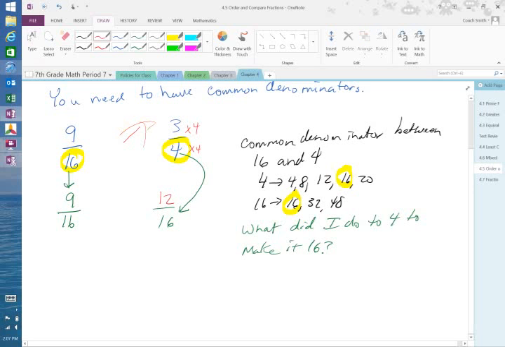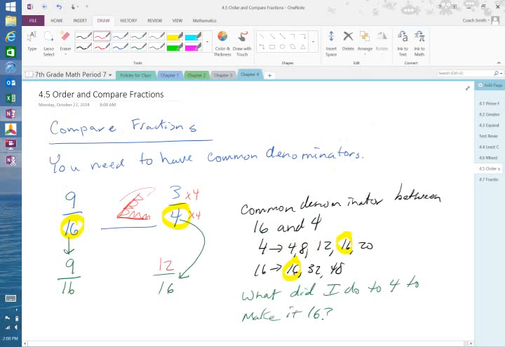That is my answer right there: the less than sign. They're going to give you two fractions with a blank, and you've got to put a less than, greater than, or equal sign in there. That's what you're doing. No, you don't need to reduce it, because if you reduce 12/16, you'll be back to 3/4, the original fraction you started with. All right, let's look at another one.